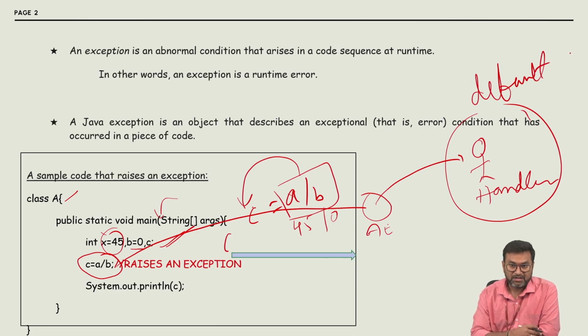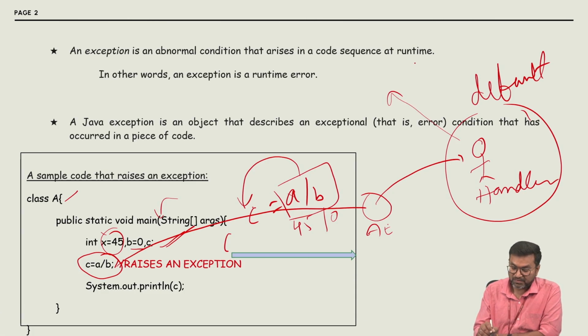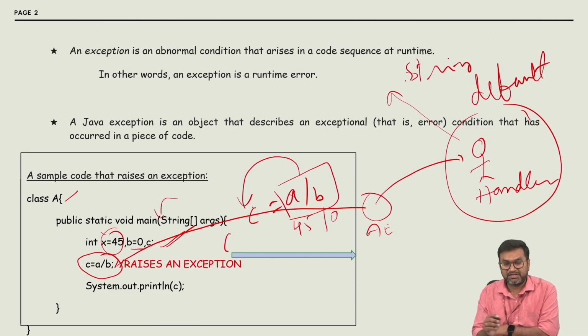So whenever an exception is raised, immediately JVM creates an object and throws that object to the corresponding handler. Right now I don't have any handler. By default, the Java runtime system provides this default handler. So the default handler will process this exception object. Now, after receiving this exception object, what does he do? He processes it, and finally he displays one string information. We'll see how we get that information.